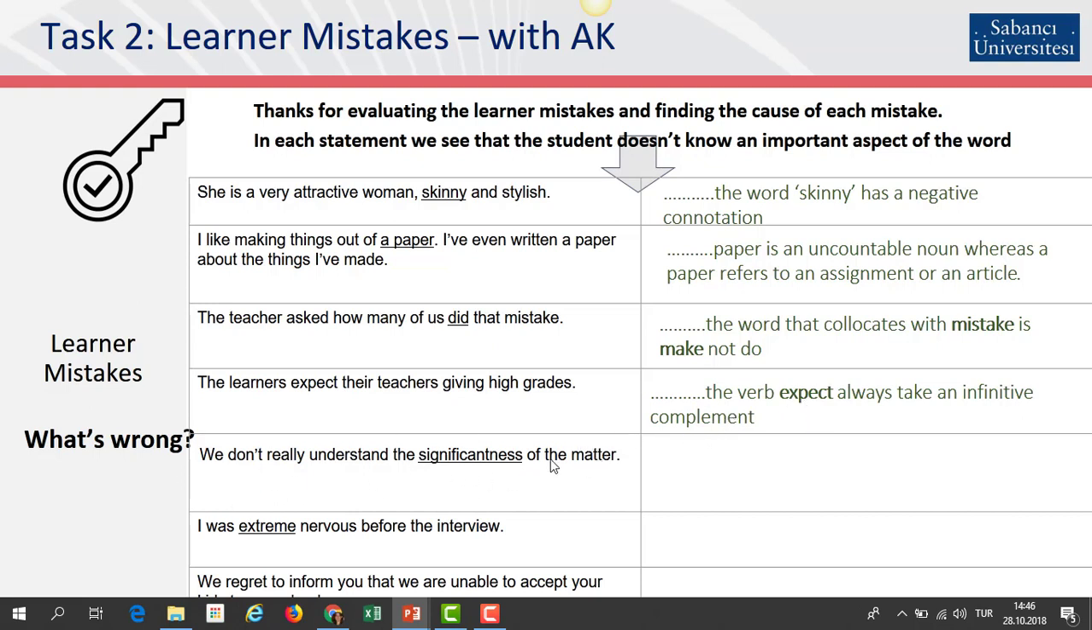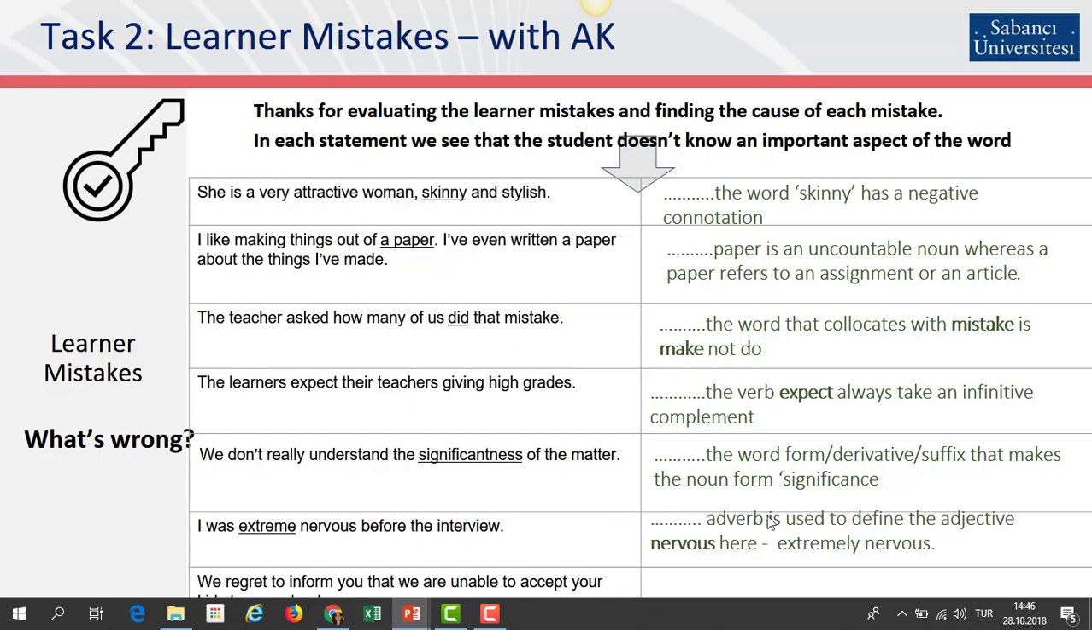So when we look at this sentence, we see that the student knows the grammar. He knows that he needs to use noun form, but he doesn't know the right noun form. So he makes up the noun himself. The word form or derivative or suffix that makes the noun form significance is wrong here. I was extremely nervous. So the student doesn't know that adverb is used to define the adjective nervous here. So the correct answer should be extremely nervous.